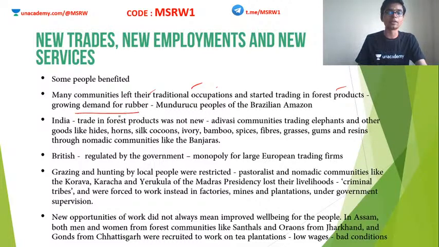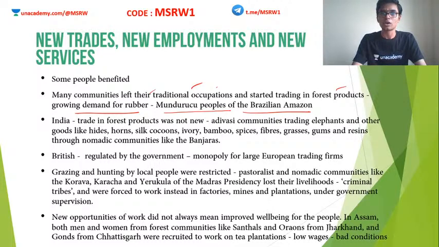The growing demand for rubber. The Mundurucu people of the Brazilian Amazon. One of the predominant colonies of the Europeans was Brazil. A huge portion of the Amazon rainforest is in Brazil, and the Amazon rainforest has a huge variety of species. One of the most species-rich areas on the globe is the Amazon rainforest, located in the Latin American country of Brazil. Here also, people started to move away from their traditional livelihoods and started trading in forest goods.